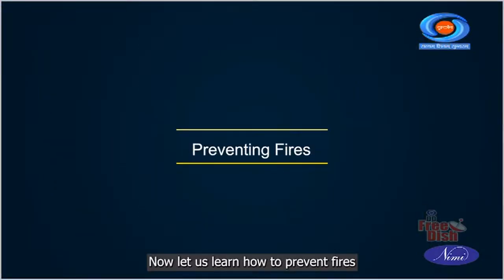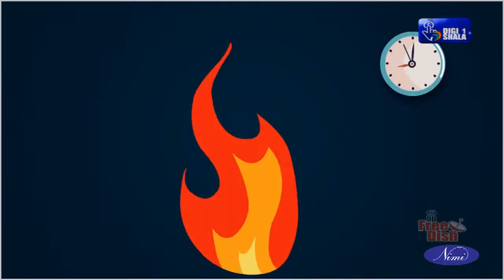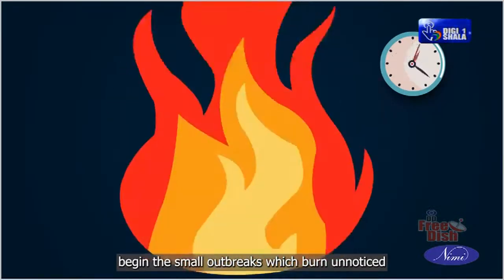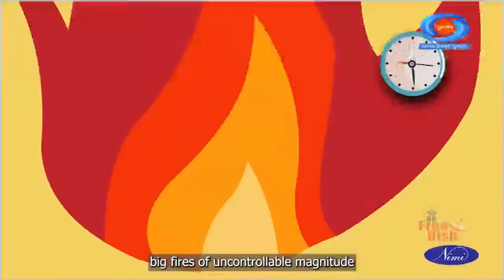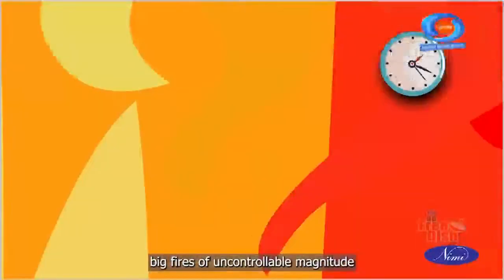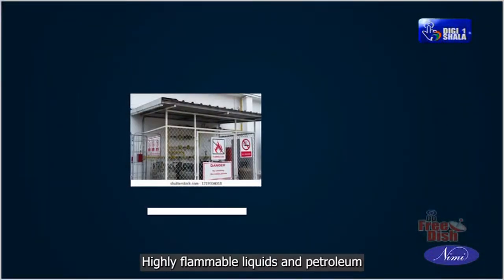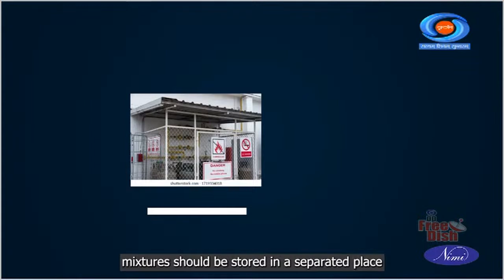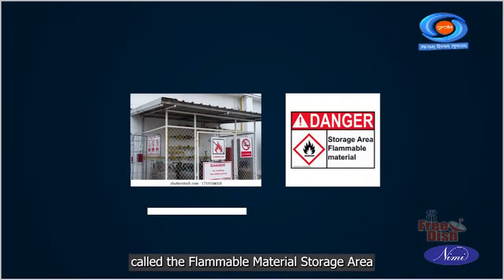Now let us learn how to prevent fires. The majority of fires begin with small outbreaks which burn unnoticed until they become big fires of uncontrollable magnitude. Highly flammable liquids and petroleum mixtures should be stored in a separated place called the flammable material storage area.